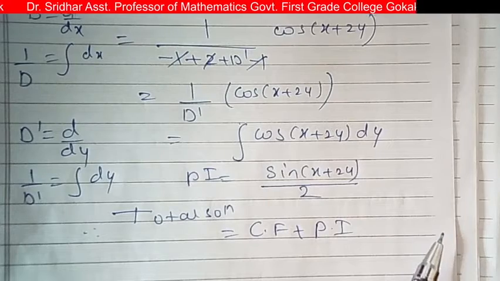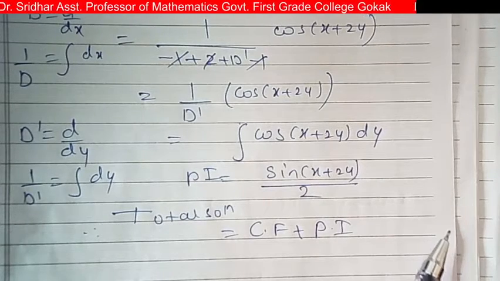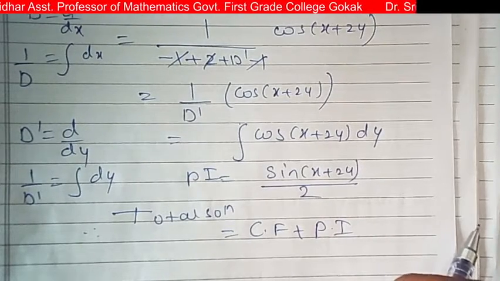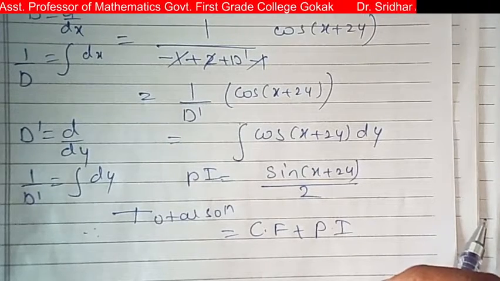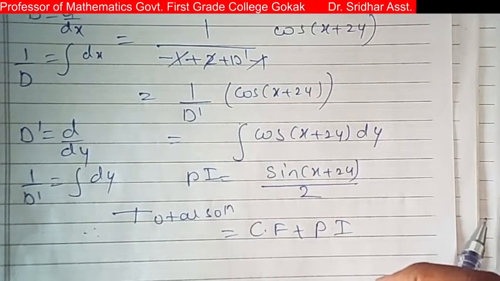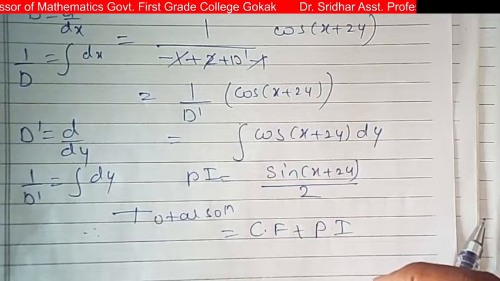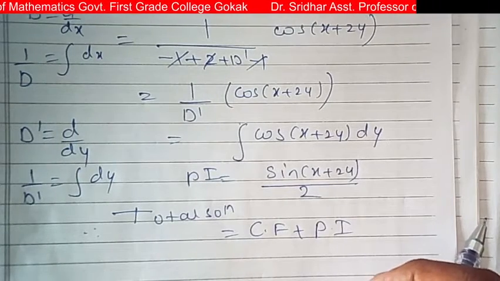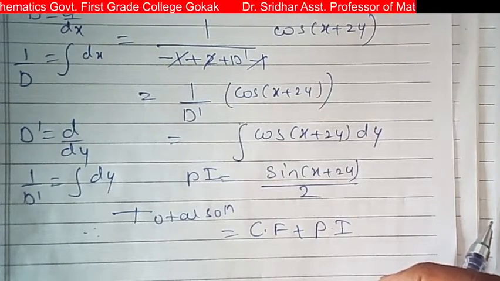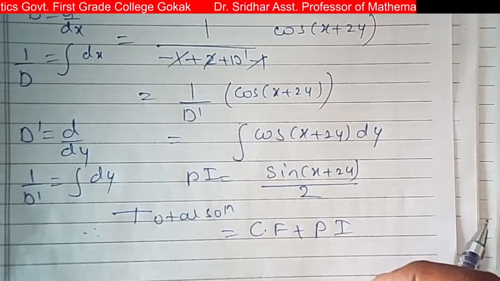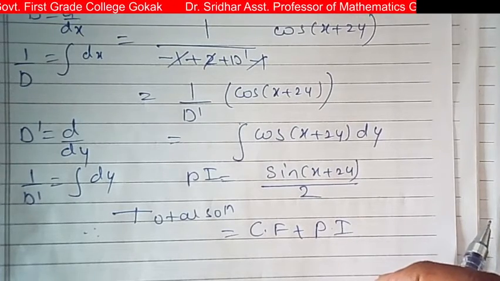So remember what to replace when f of x y is cos of ax plus by or sin of ax plus by, and when f of x y is only an exponential function, say e raised to ax plus by. In that case the rule is different. Rules are very important. So with this I conclude this class.